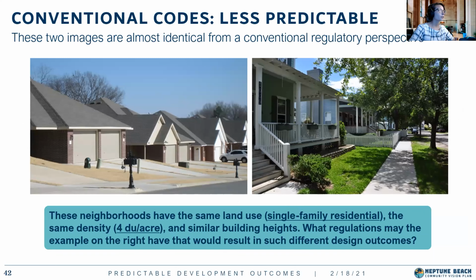Just to illustrate that point again, these are 2 photos of areas that from a regulatory standpoint are almost identical. These have the same exact land use, single family residential, the same density, 4 dwelling units per acre, and similar building heights. And yet, the results are vastly different. I mean, why, what regulations might we be able to tweak to ensure that we get neighborhoods that look more like the picture on the right rather than the picture on the left?